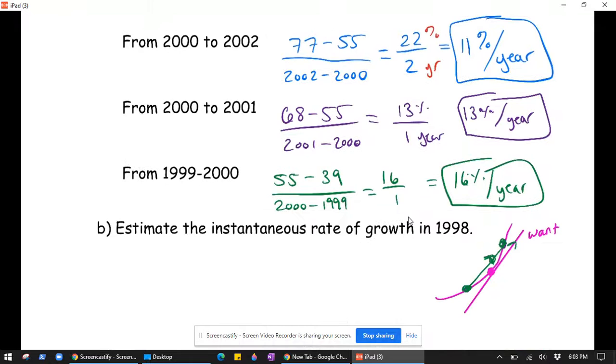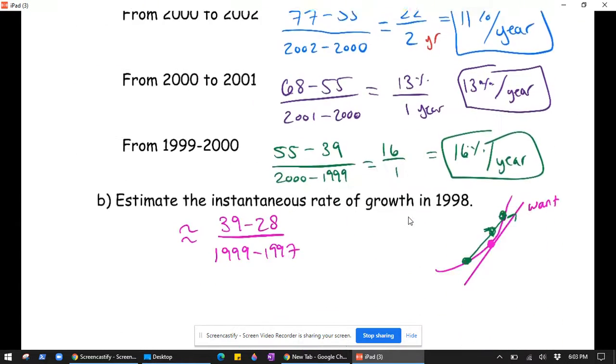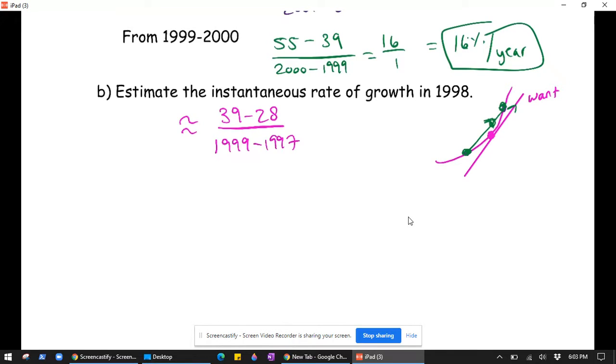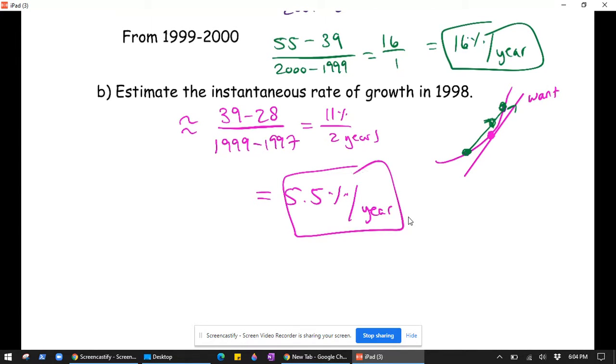So I'm going to say this is about equal to 39 minus 28 divided by 1999 minus 1997. Okay, and that's 39 minus 28 is 11% divided by 2 years. So we get 5.5% per year. That is our estimate for the instantaneous rate of growth in 1998.